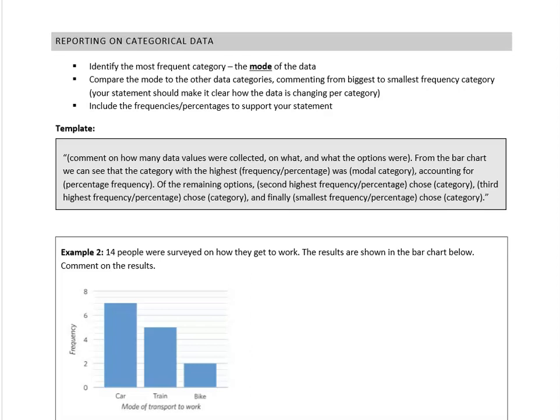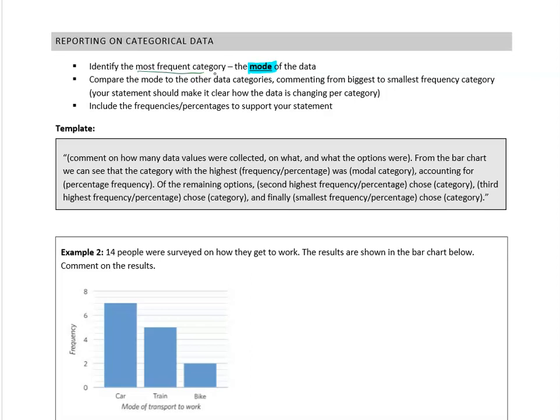So as I said, it's not often you're asked to draw a bar chart, but what you will definitely have to do is comment on a set of categorical data. Okay, so you need to know how to interpret a bar chart. The key feature that we're looking for in a bar chart is the mode. Okay, so quick reminder, a mode is what is the most frequent category. So what's the most popular response?